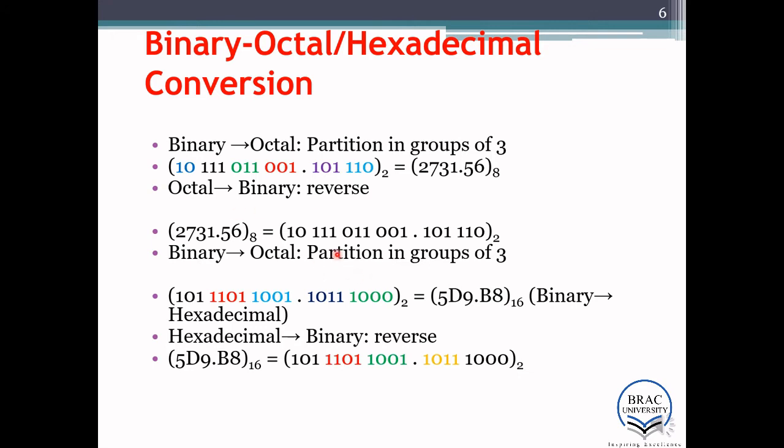For binary to hexa, you have the binary values. For hexa you need 4 bits, so take 4 bits, this blue one, red one, then black one, this 3 bits, but in front you can consider a 0 bit as well. Similarly this 4 and this 4. Write the equivalent hexa values, then you will get the hexa equivalent of the binary number, which is 5D9.B8. For hexa to binary, do the reverse calculation of what you have done.